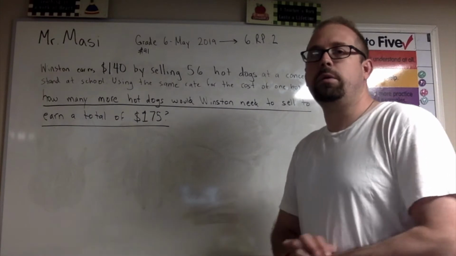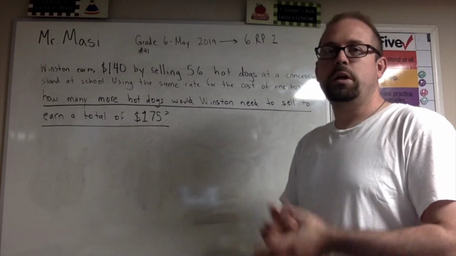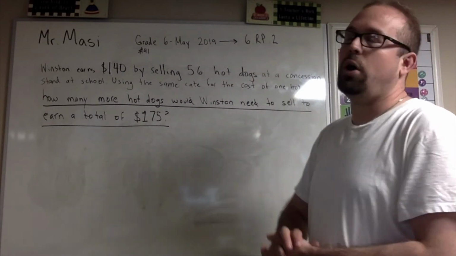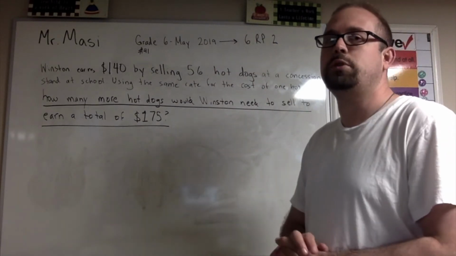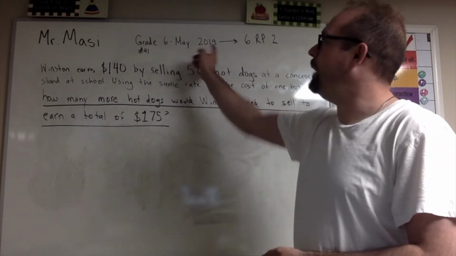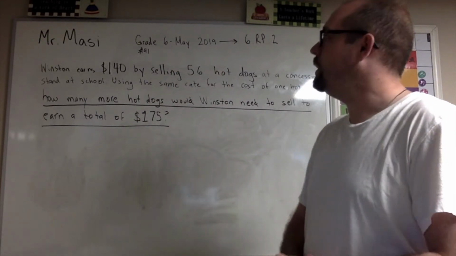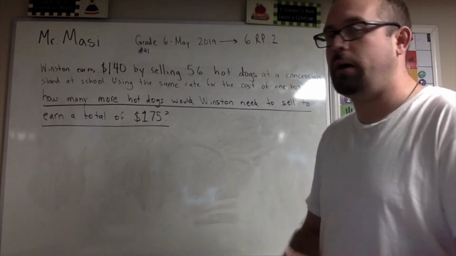Hey everybody, today we're looking at ratios and proportions for 6th grade. So this power standard is 6.RP.2 and this question comes to us from the May 2019 test for grade 6. It's question 41. So I'm going to read the question out loud and we're going to solve it.